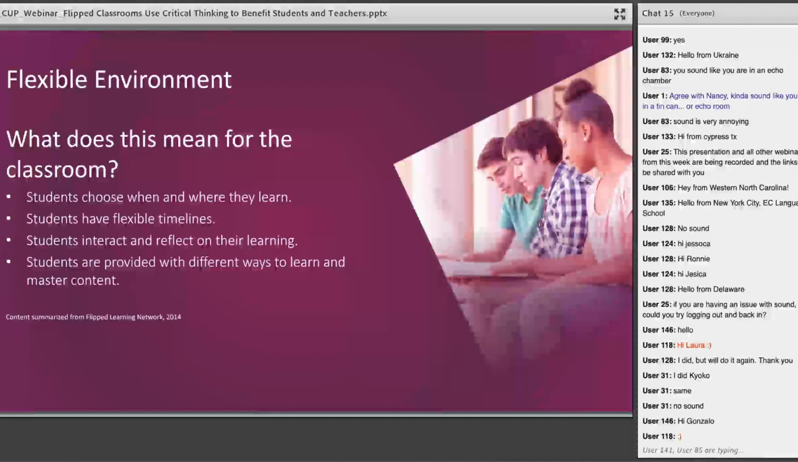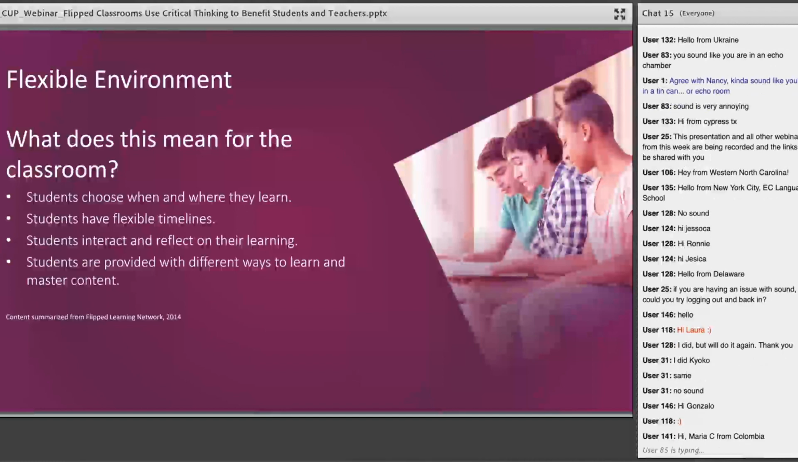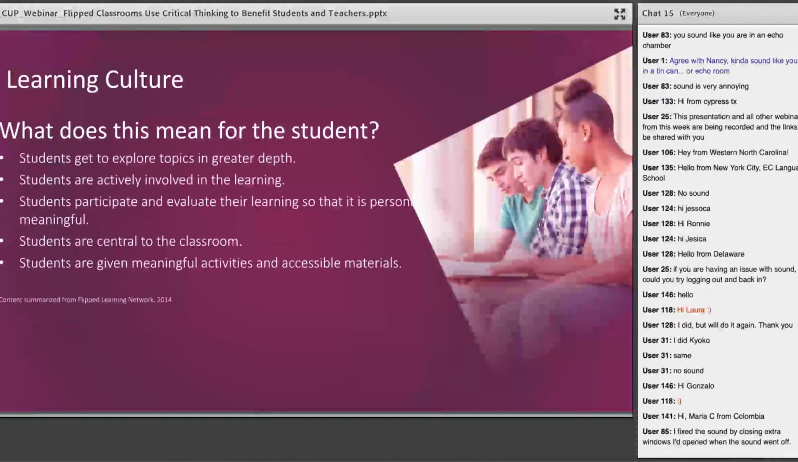And of course, the flexible environment is closely related to the L in FLIP. The L stands for learning culture. Now, how does this affect our students? Actually, students get to explore the topics in much greater depth. They're much more actively involved in the learning.